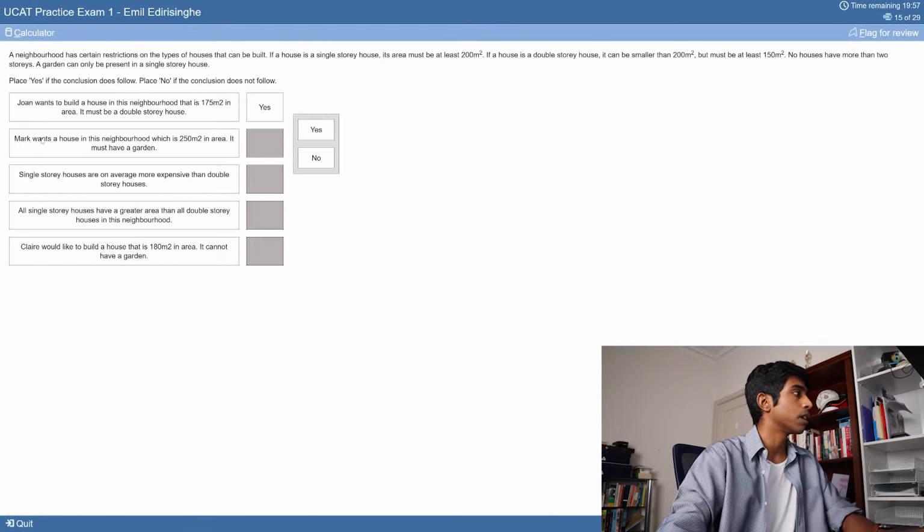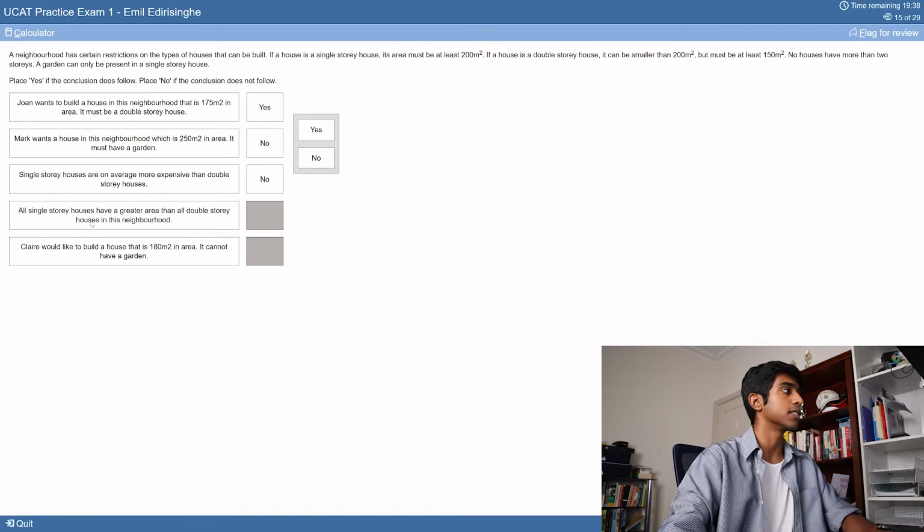Yeah. Mark wants a house in this neighborhood, which is 250. It must have garden? No. Because it can only be present in a single-story house. Single-story houses are on average more expensive than double. Nothing about the price of these houses. All single-story houses have a greater area than all double-story houses in this neighborhood.